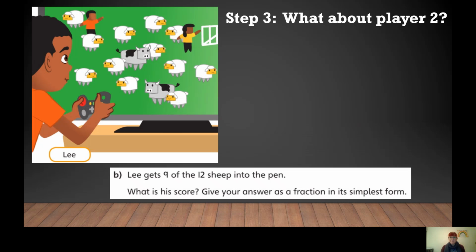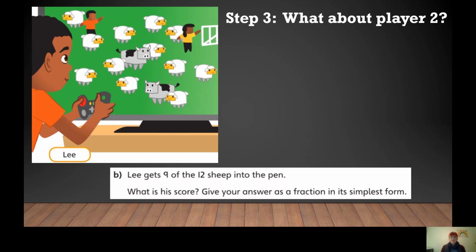Let's have a look. So Lee gets 9 out of 12 sheep in the pen. So what is his score? And again, it's asking, can you give your answer as a fraction in its simplest form? Have a little think. Pause the video if you need to.